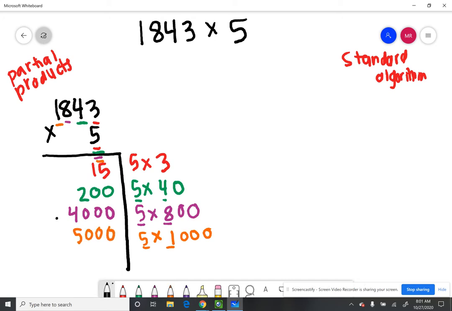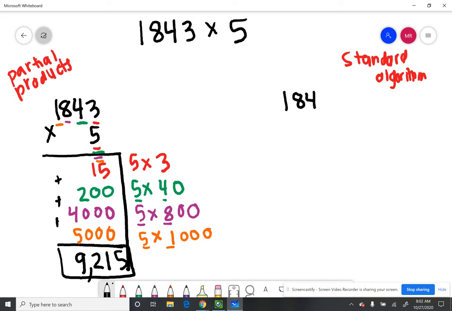Then I can go ahead and add all of these together. I get a 5 in the ones place, a 1 in the tens, a 2 in the hundreds, and I get 9,215. Now I'm going to solve that same problem using standard algorithm, and I want you to watch as I solve.